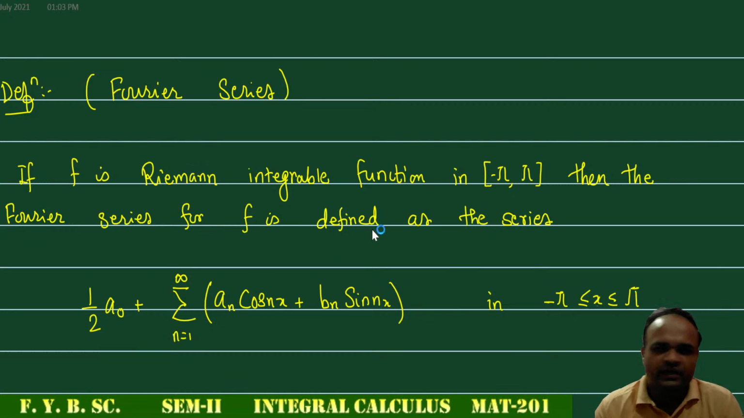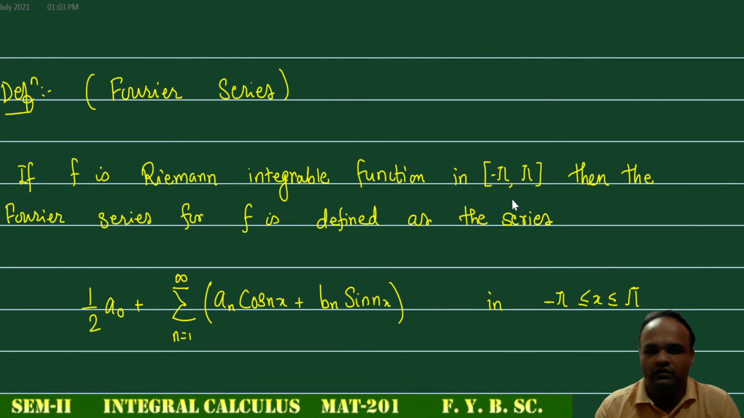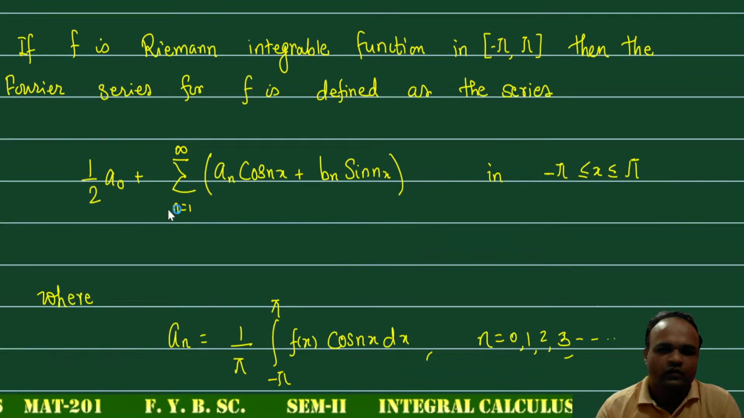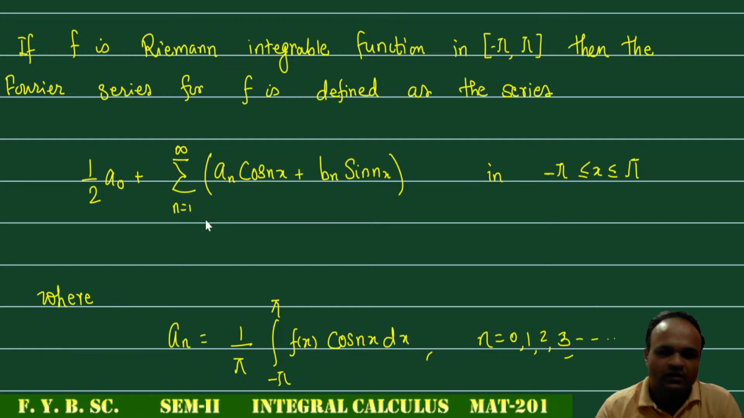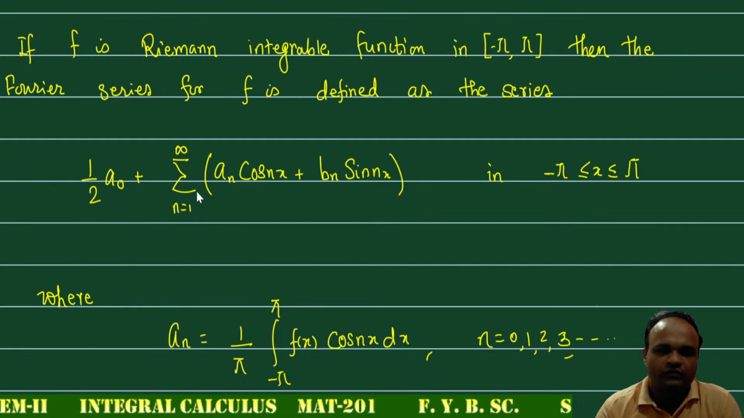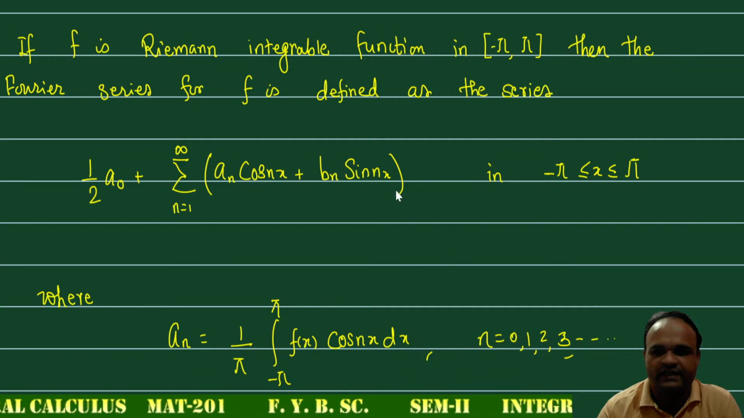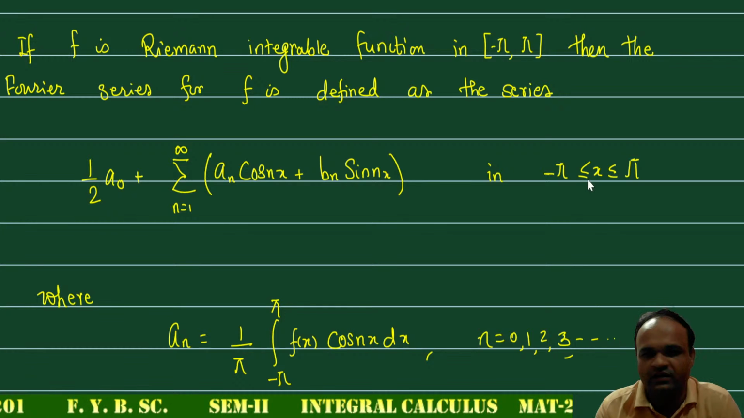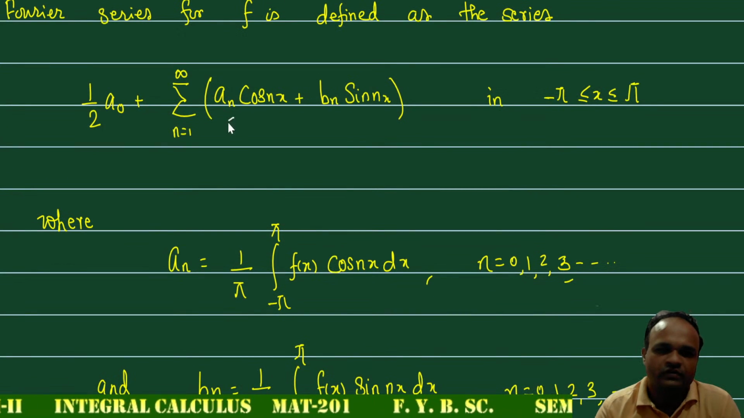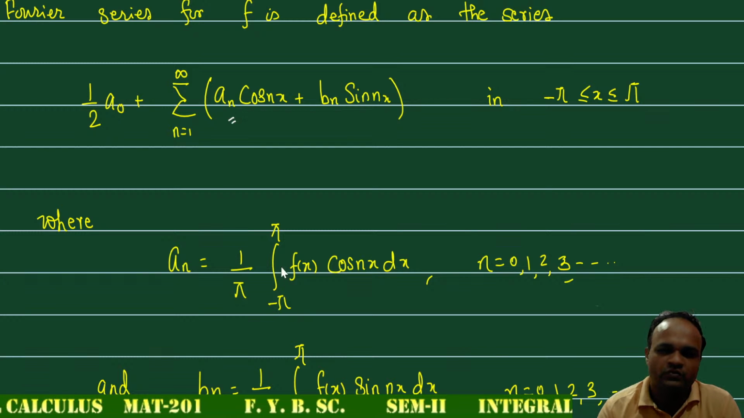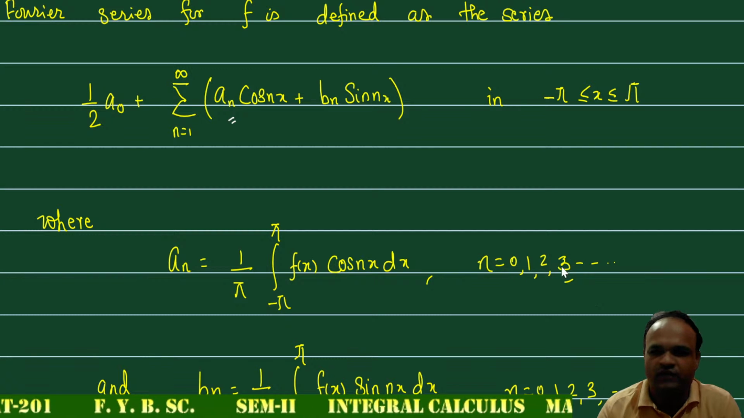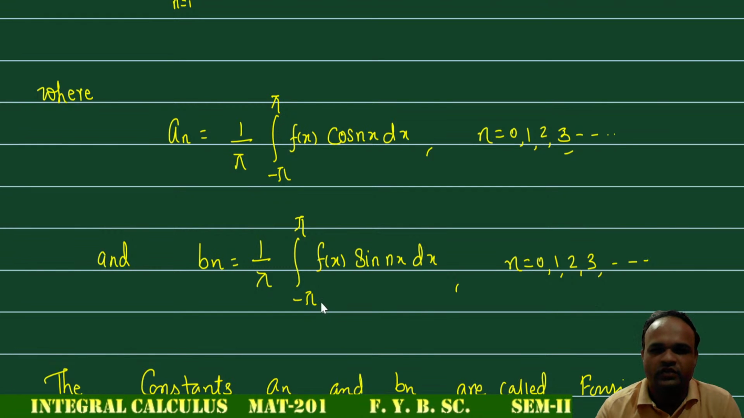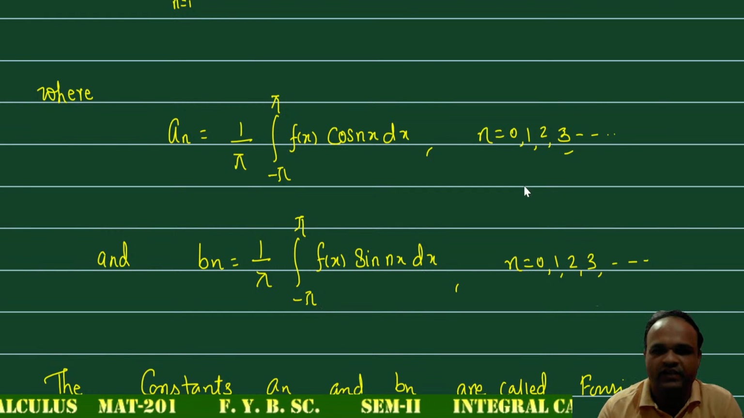If f is a Riemann integrable function in the closed interval minus pi to pi, then the Fourier series for f is defined as the series 1 upon 2 a0 plus summation n varies from 1 to infinity of an cos nx plus bn sin nx in the interval minus pi to pi, that is minus pi less than or equal to x less than or equal to pi, where an is equal to 1 upon pi integration from minus pi to pi f(x) cos nx dx, n varies from 0 to infinity, and bn is equal to 1 upon pi integration from minus pi to pi f(x) sin nx dx, n varies from 0 to infinity.